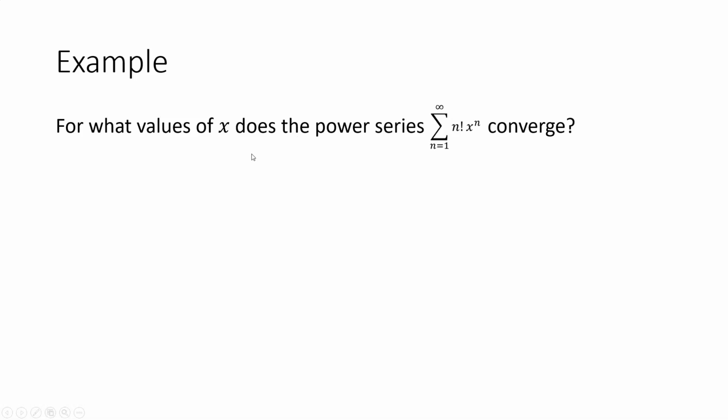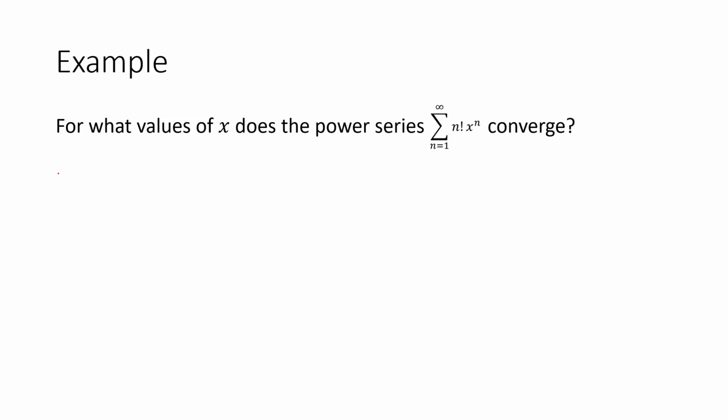So what about a series like this? For what values of x does the power series n factorial x to the n converge? To answer this question, maybe we should use a different approach. Notice that it has n factorial in the series. So when we see n factorial, sometimes it's helpful to consider doing the ratio test. And moreover, it has an x to the n in the series as well. So that is also another indicator that the ratio test would be a good way to find values of x for which the series is converging.